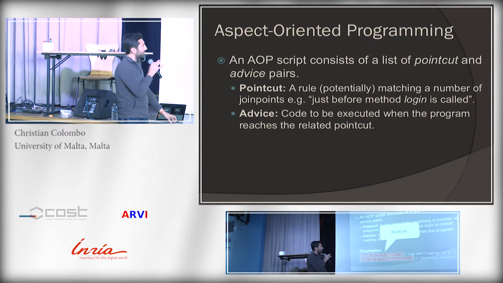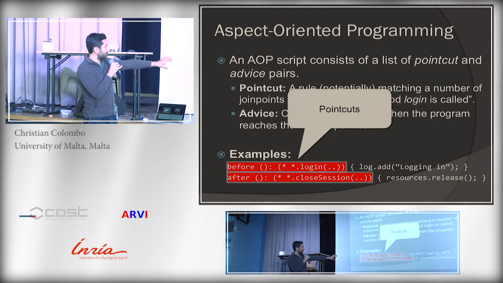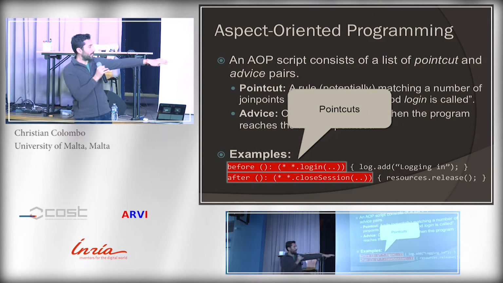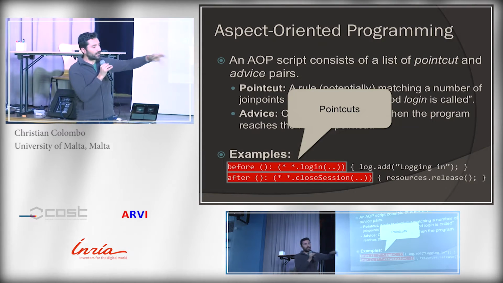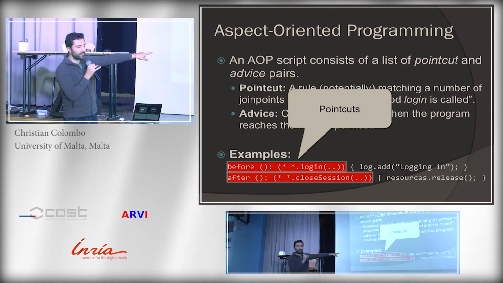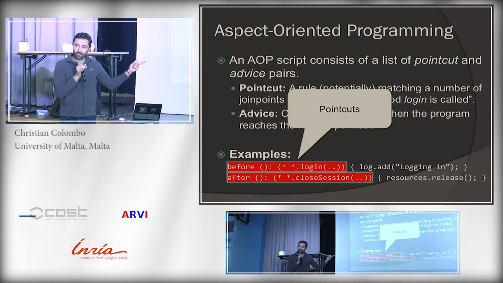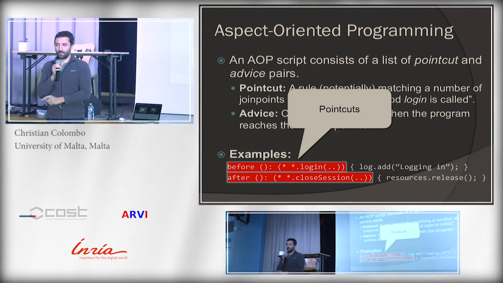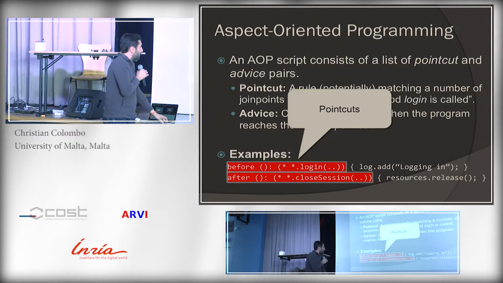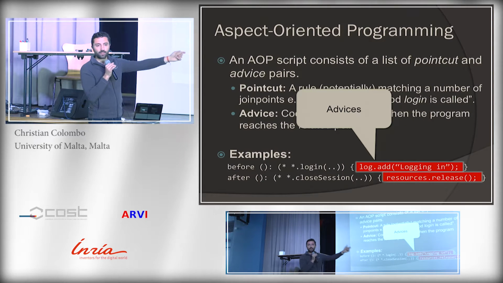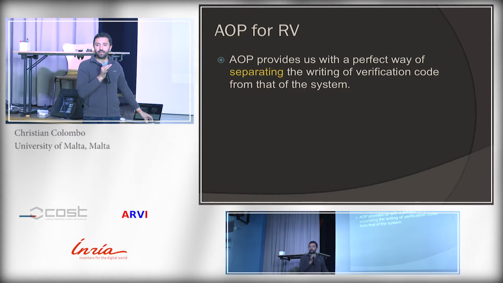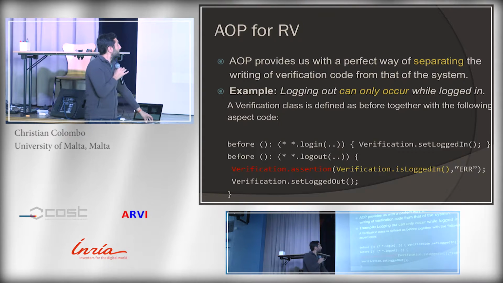Okay, this is just a summary of what I was saying. And we have an example right here. So I can say before method login, okay, this is actual code from AspectJ. Log, add logging in. So that is custom code, the part in the brackets, okay? But this is actual code from AspectJ, the red part, okay? So this is a point cut. I'm saying for every call to method login, before it starts, I want to insert this piece of code. Okay? And that is what is called the advice. Okay, that is the piece of code which we will be inserting. And this is an excellent way for monitoring to separate concerns.